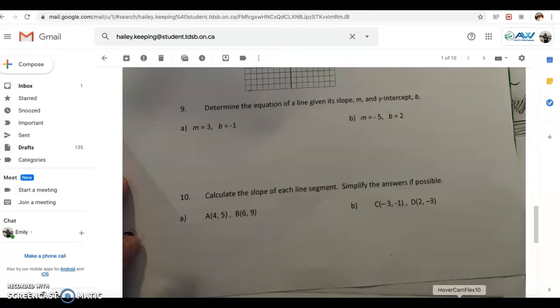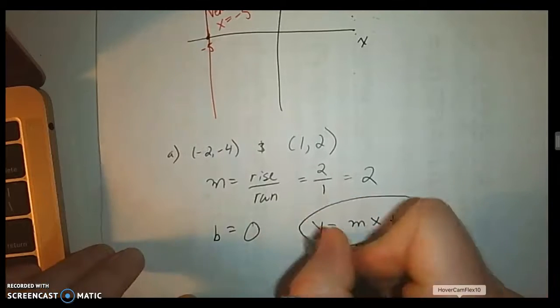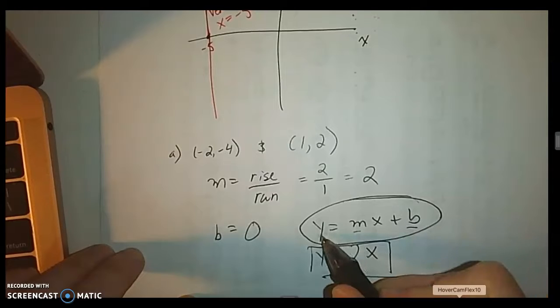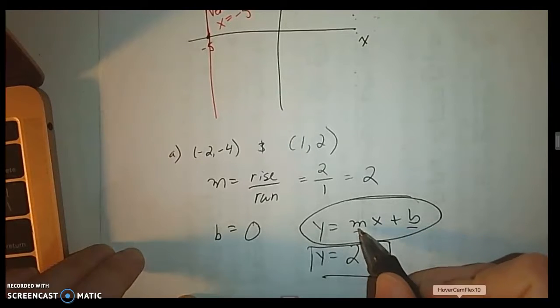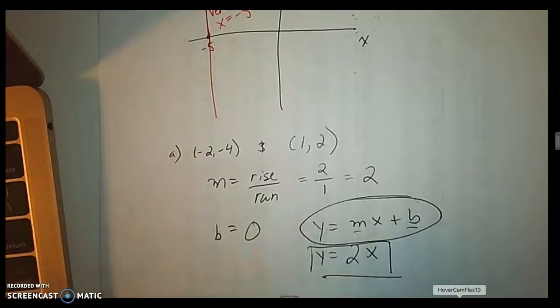Just reminding you that the equation of a line is this. So if I'm giving you m and b, you just have to write y equals and then swap out the m for whatever number I told you and swap out the b for whatever number I told you.